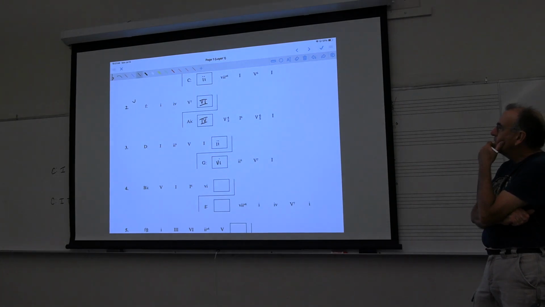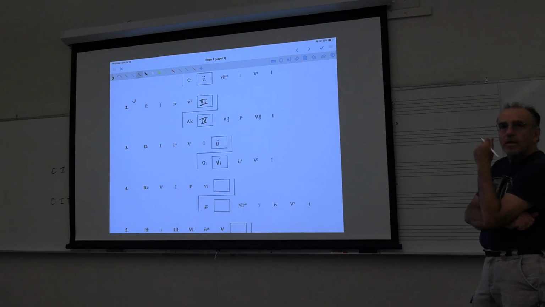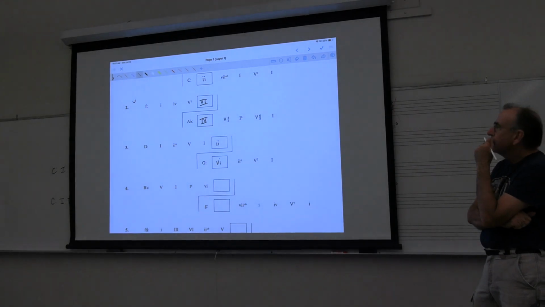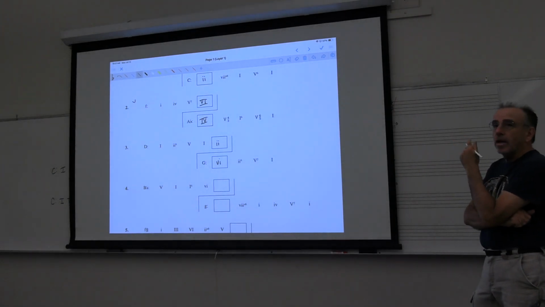Any other possibilities? You could try the 4 chord. That can become 1. Yeah, what was that? The 4 chord, which would be 4 chord and then 1. Yes, that would be another one.